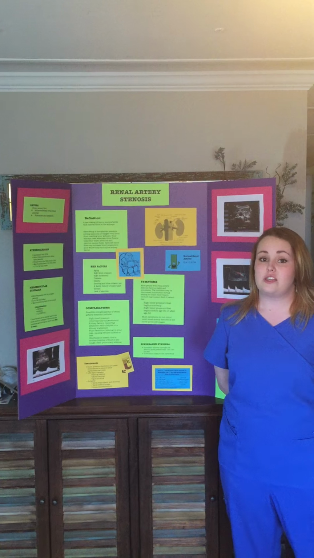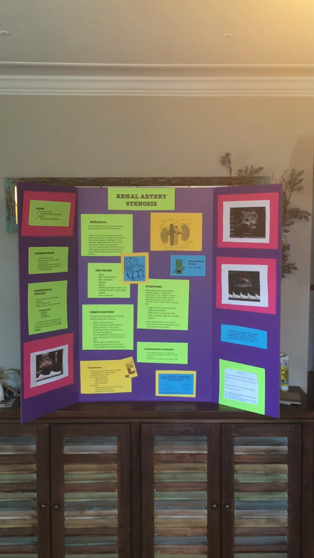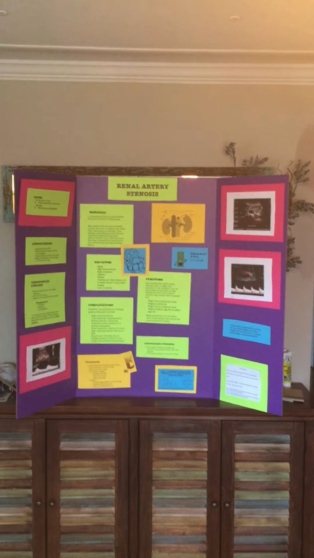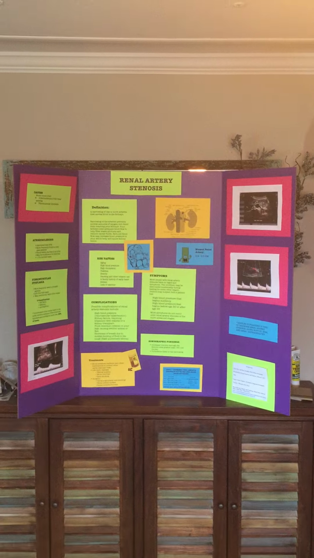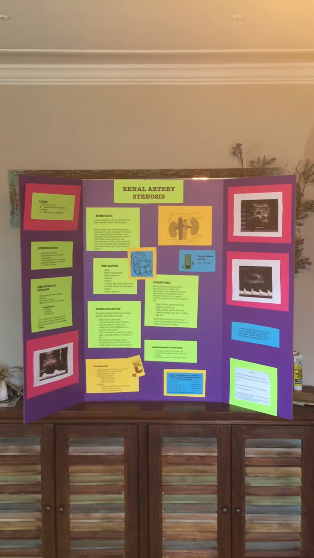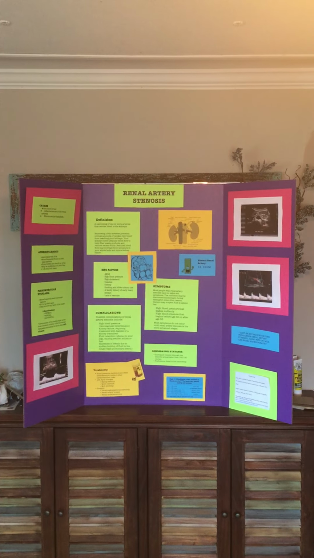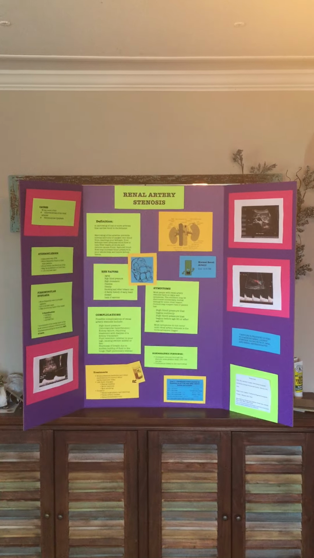I'm going to start off with some normal anatomy. Renal arteries are the vessels that supply blood to the kidney by branching off the abdominal aorta and coursing laterally to the respective kidney. The normal measurement of the renal artery is 0.4 to 0.5 centimeters.